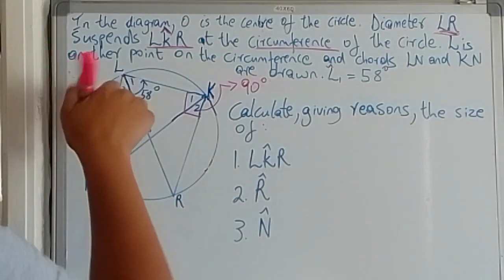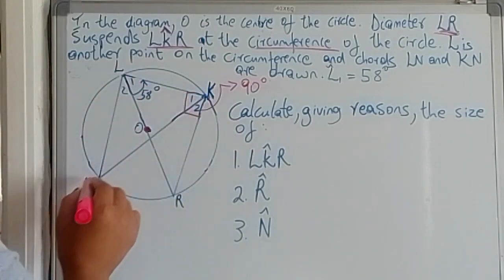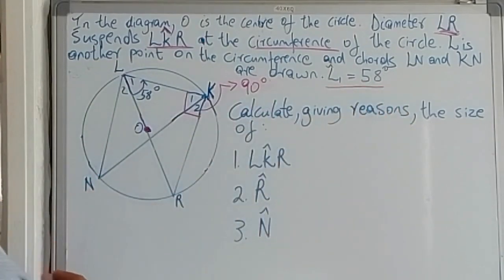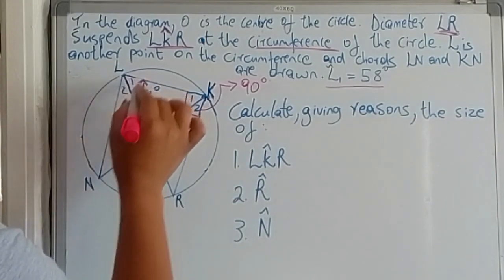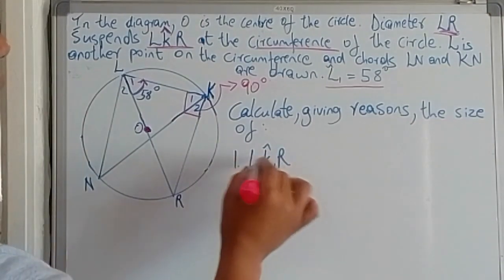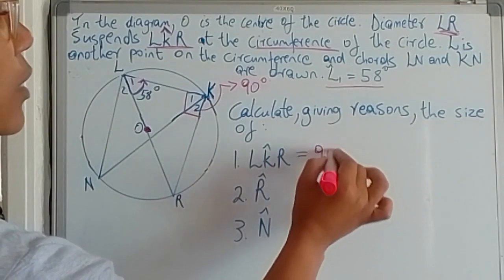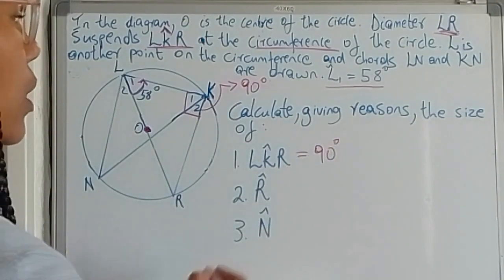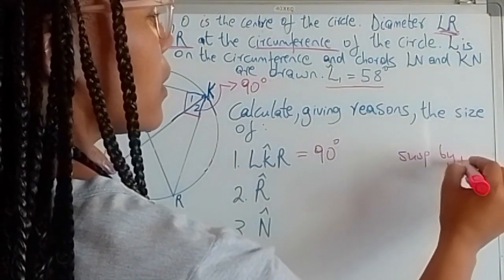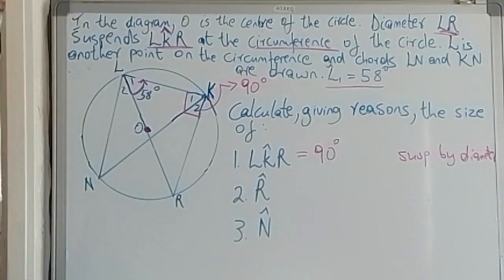So N is another point on the circumference, and chords LN and KN are drawn. We are given that angle N is equal to 58 degrees. Okay, so calculate, giving reasons, the size of LKR. That's as simple as saying LKR is equal to 90 degrees. What is the reason? Subtended by a diameter. Then we will get our 2 marks there.